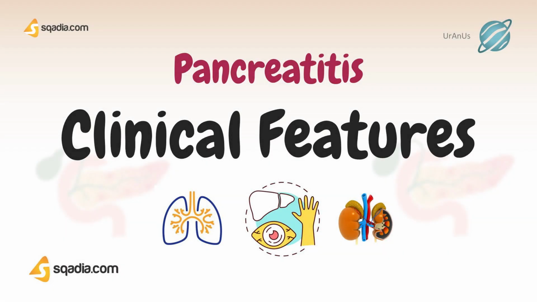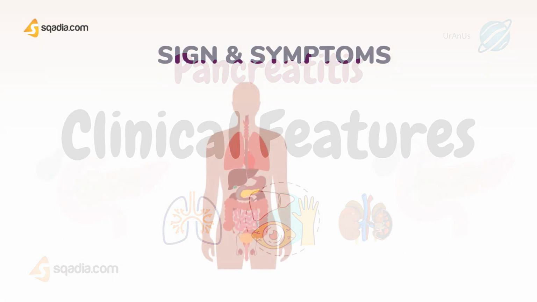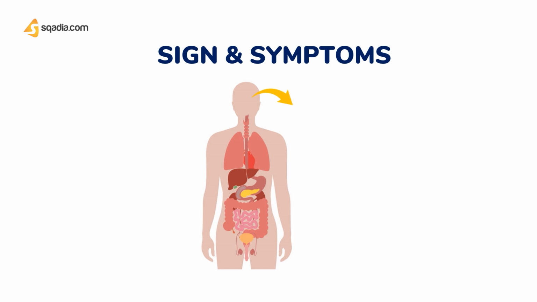Now we will see the signs and symptoms. So the patient can present with jaundice, that is, he is having yellow discoloration of skin and sclera. So if the patient is having jaundice, then it will quickly point out that the cause is in the gallbladder. It can be due to gallstones.